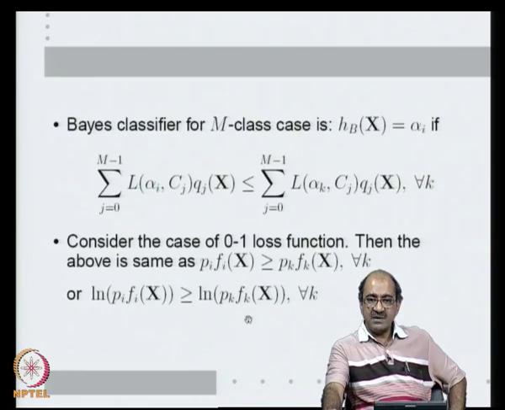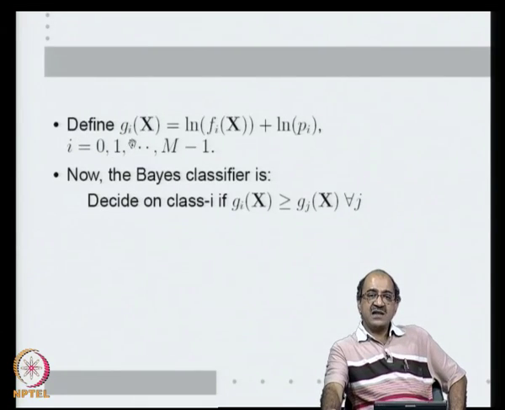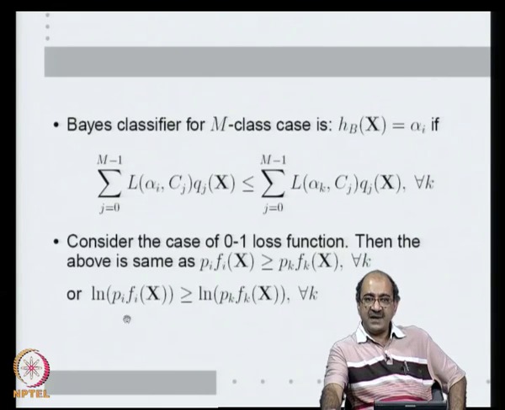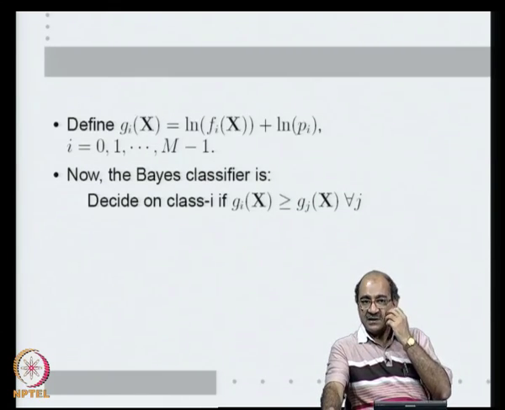I can view it as a discriminant function Bayes classifier as follows. What is it that I had to do actually? ln p_i f_i greater than ln p_k f_k, right. So, this is ln p_i plus ln f_i greater than ln p_k plus ln f_k. So, I am saying define that as g_i of x. So, g_i(x) is ln f_i(x) plus ln p_i. So, I have now m such functions. Instead of one function, I have m functions g_i. Now, what is the Bayes classifier saying? You decide on class i if g_i(x) is greater than g_j(x) for all j.